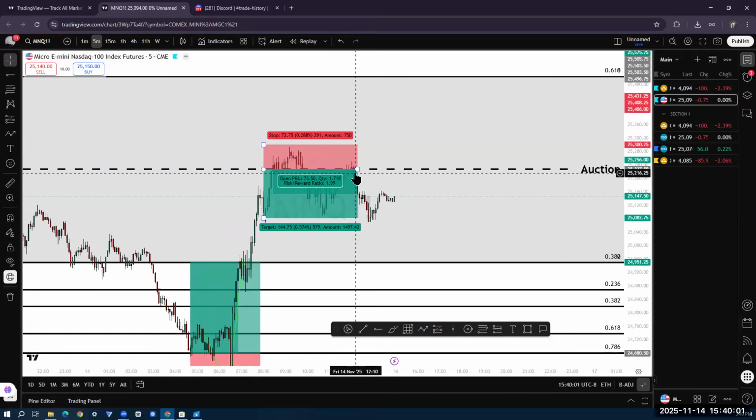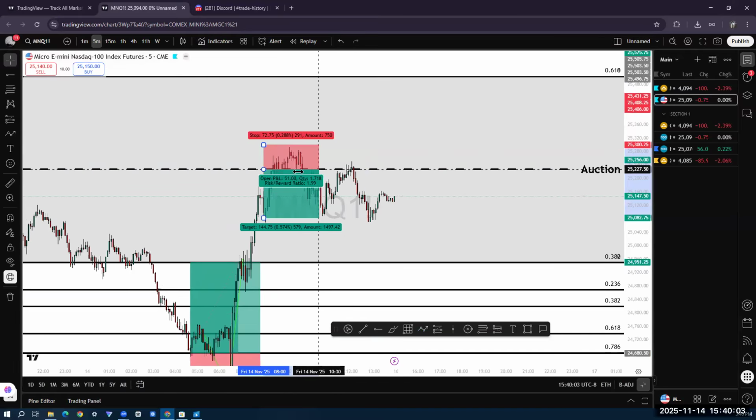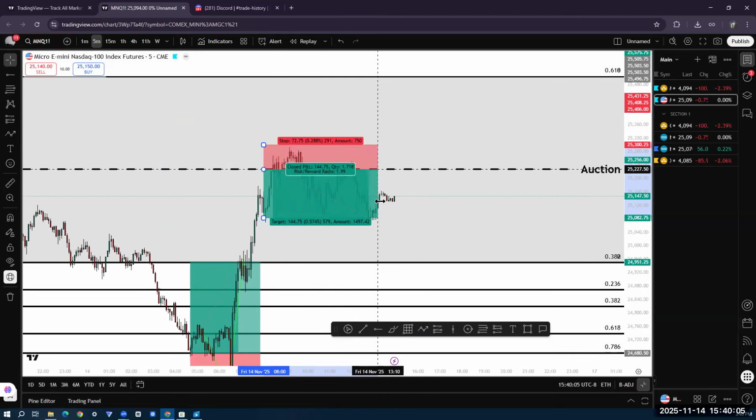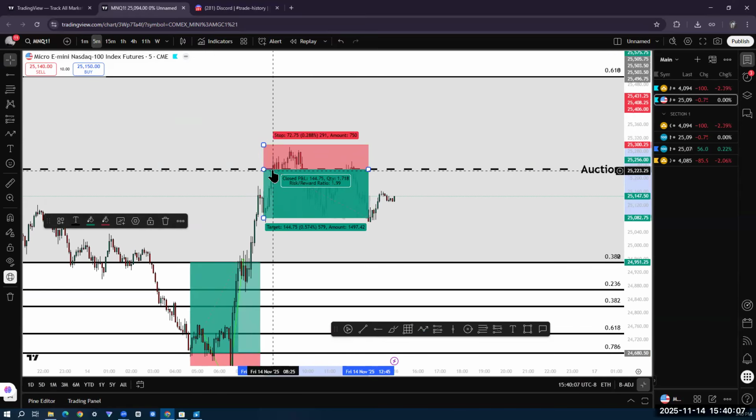But ultimately, man, this is the trade we just hit TP on today. I didn't even know it was gonna hit TP. It took forever. I took this trade at 8 o'clock, 8 a.m.